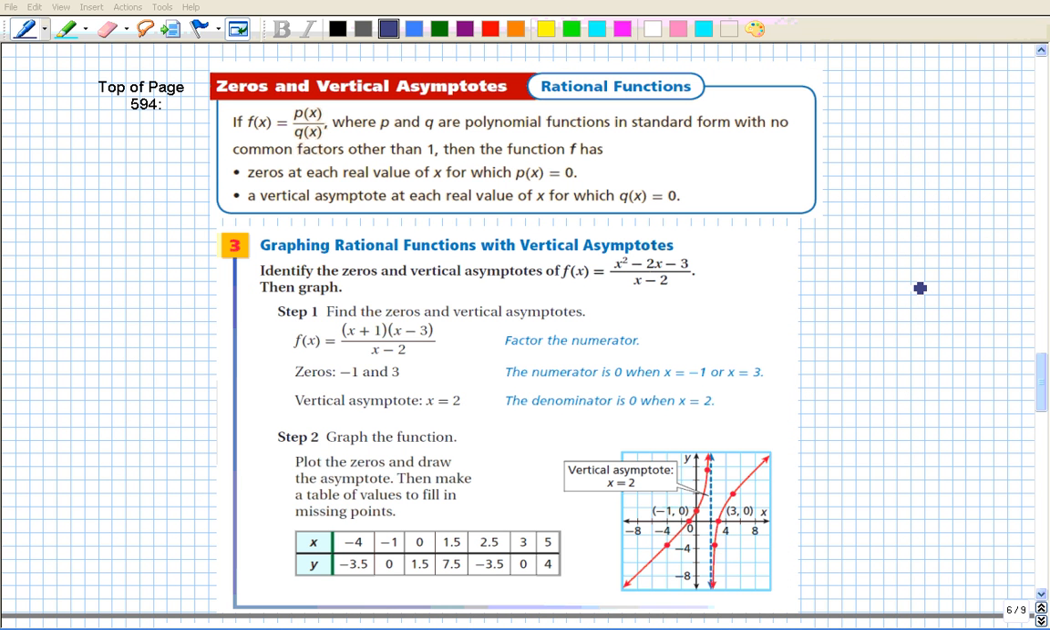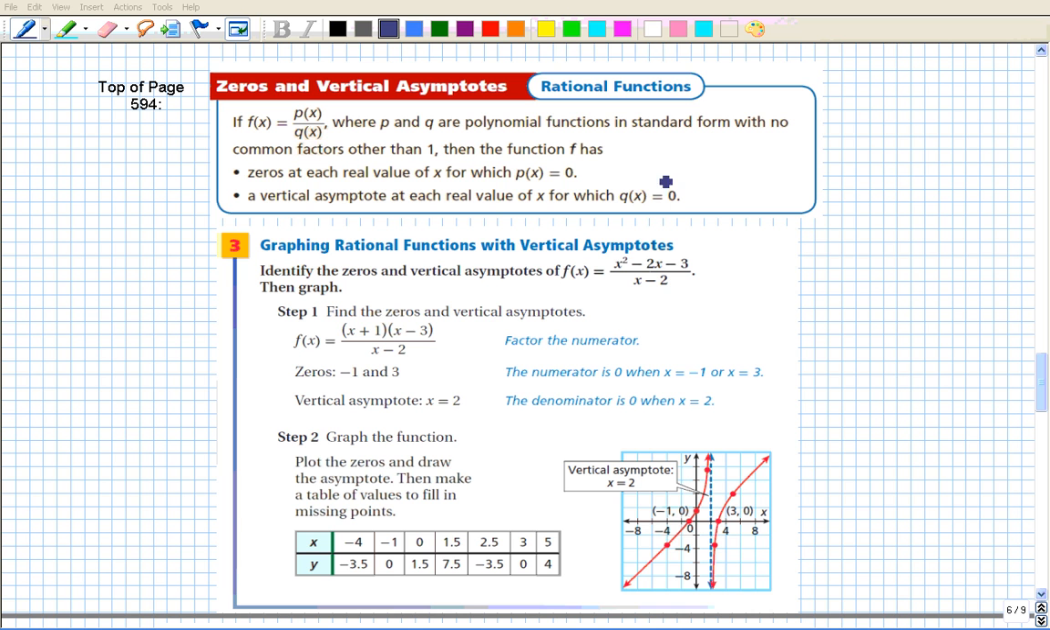Okay, so let's go back to page 594 and read some of the information from the top of it. And we've got zeros and vertical asymptotes. So if we've got it set up as a quotient of two polynomials, and they're in standard form, and they've been factored and simplified completely, then the function f has zeros at each real value of x for p of x equal to 0. So it's going to say that you'll have zeros or roots or x-intercepts when you take your numerator, set it equal to 0, and solve for x.